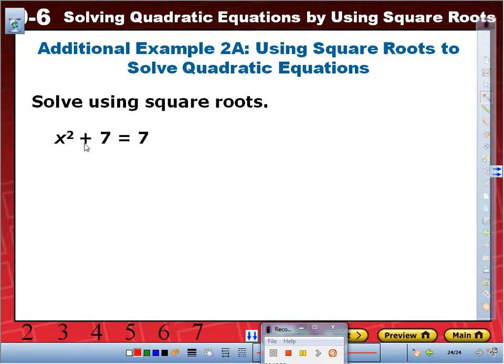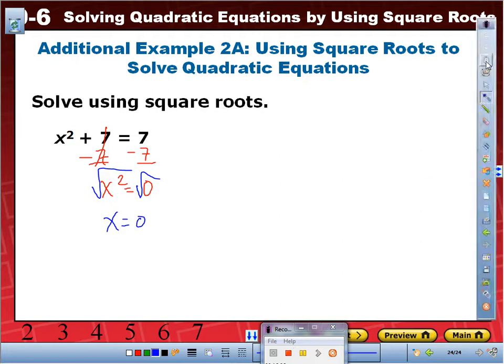Let's do this together. X squared plus 7 equals 7. Inverse operations, what do? Subtract 7, subtract 7. X squared equals 0. Take the square root, x equals 0. So where would this graph go through? 0, or the point of origin. Okay. Let's do another one.